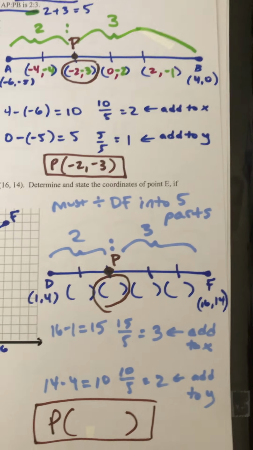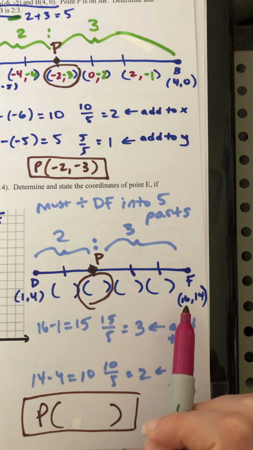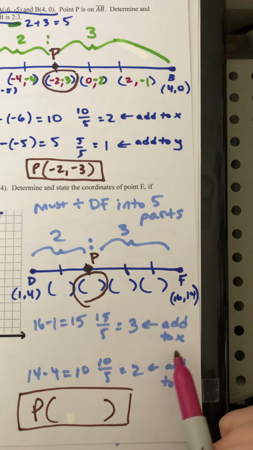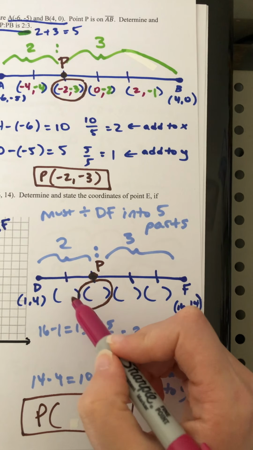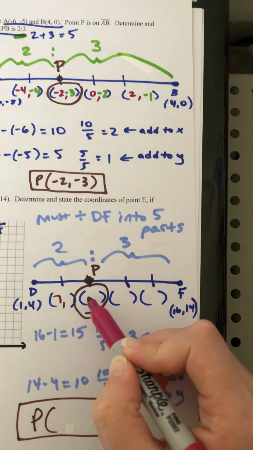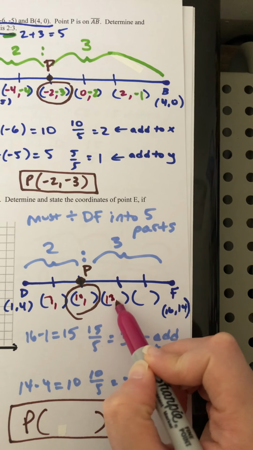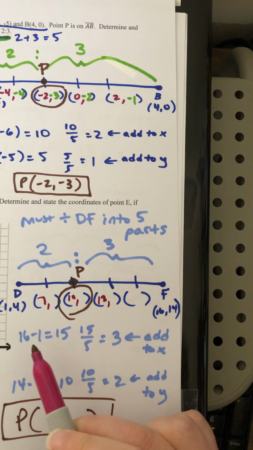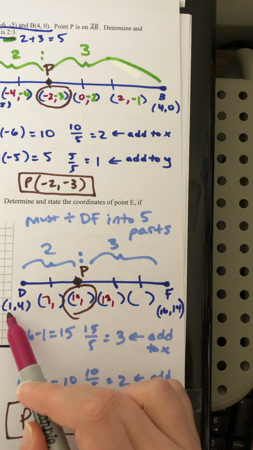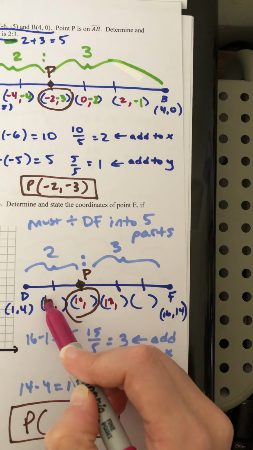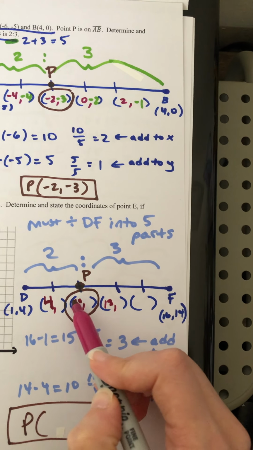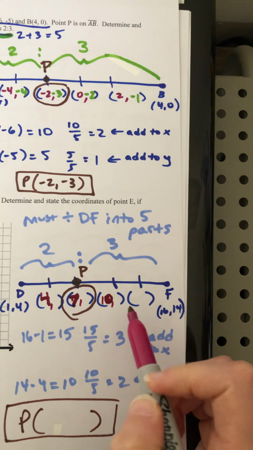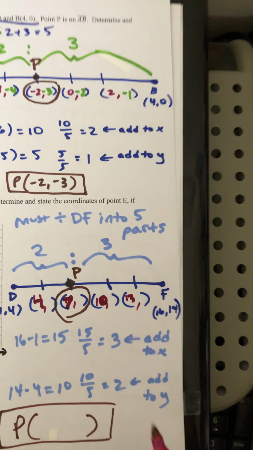So now what I'm going to do is look at the x values. 16 minus 1 is 15. 15 divided by 5 is 3. That's going to add to x. 4 plus 3 is 7. Plus 3 is 10. Plus 3 is 13. Oh, did I miss something? Oh, sorry, I should have started at 1. 1 plus 3 is 4. 4 plus 3 is 7. There we go. 7 plus 3 is 10. 10 plus 3 is 13, and 13 plus 3 is 16.